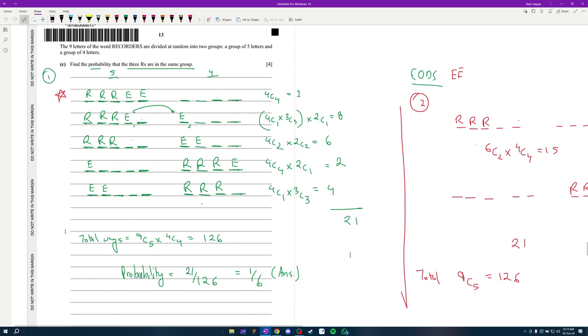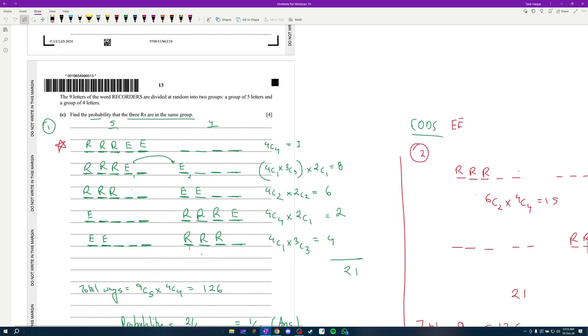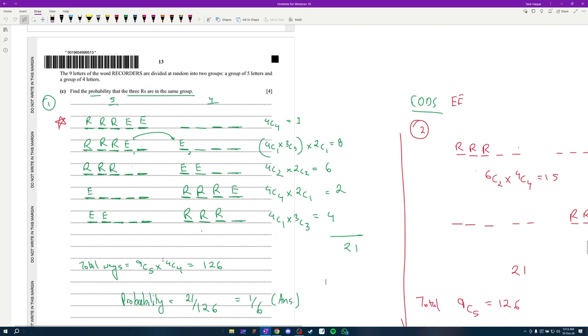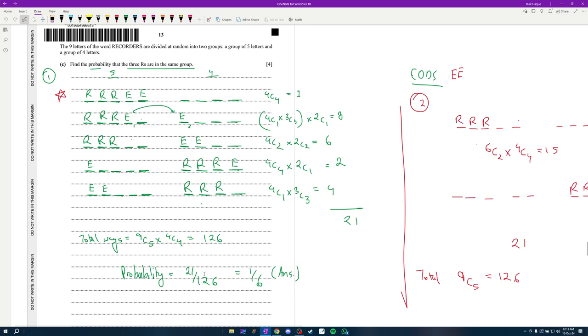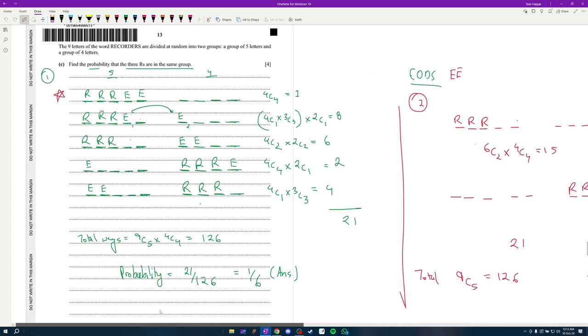That's 21. And the total number of ways is this. Right, so for the total number of ways, it is just dividing them into two groups, like the sum with cars. 9C5 times 4C4, we get 126. So that's that. So the probability is in fact 21 by 126, or 1 by 6. This was a hard sum.